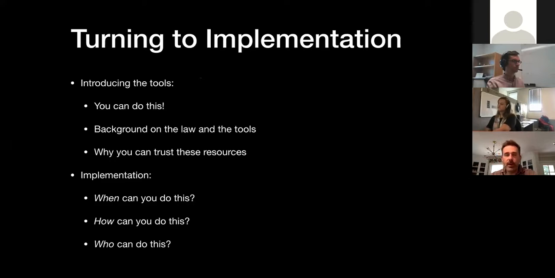So what we need to do now, as a community, is turn toward implementation of these tools. We've had them in the community now for several months, and we've been talking about them. I've been telling you, you can do this, right? This is what the law means. This is where this stuff comes from. Here's why you can trust us when we're telling you this is okay. But now we need to get into the nitty-gritty of when can you do this? How can you do this? Who are you in the you can do this category, right? And so that's where we are now. We're really trying to drill down into that stuff.